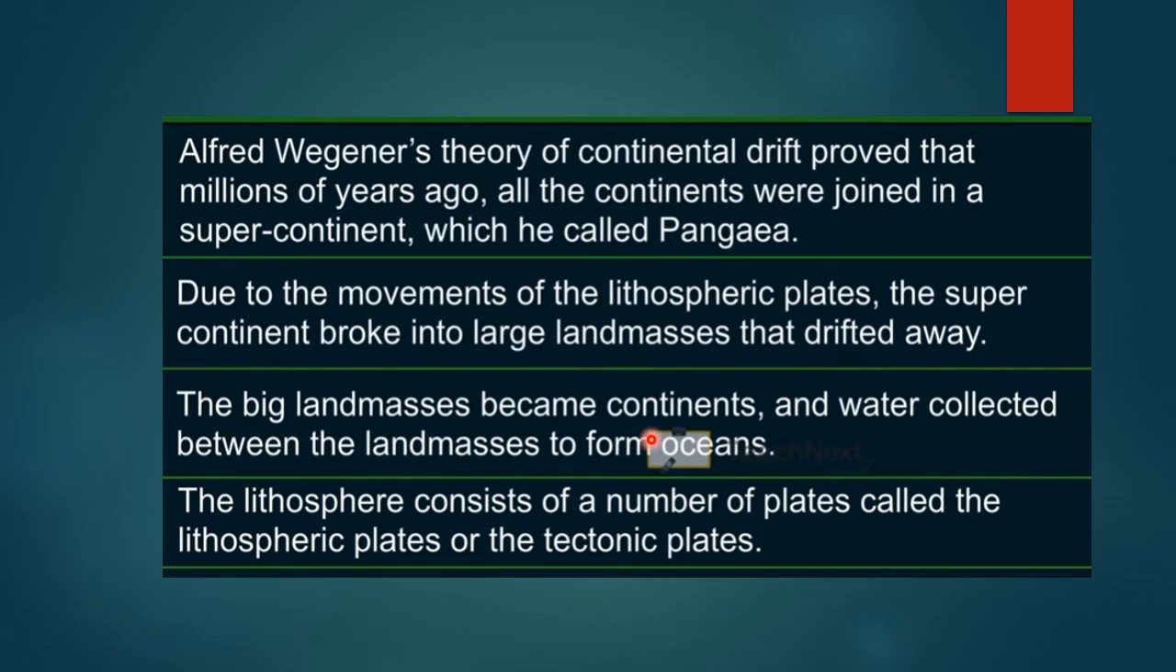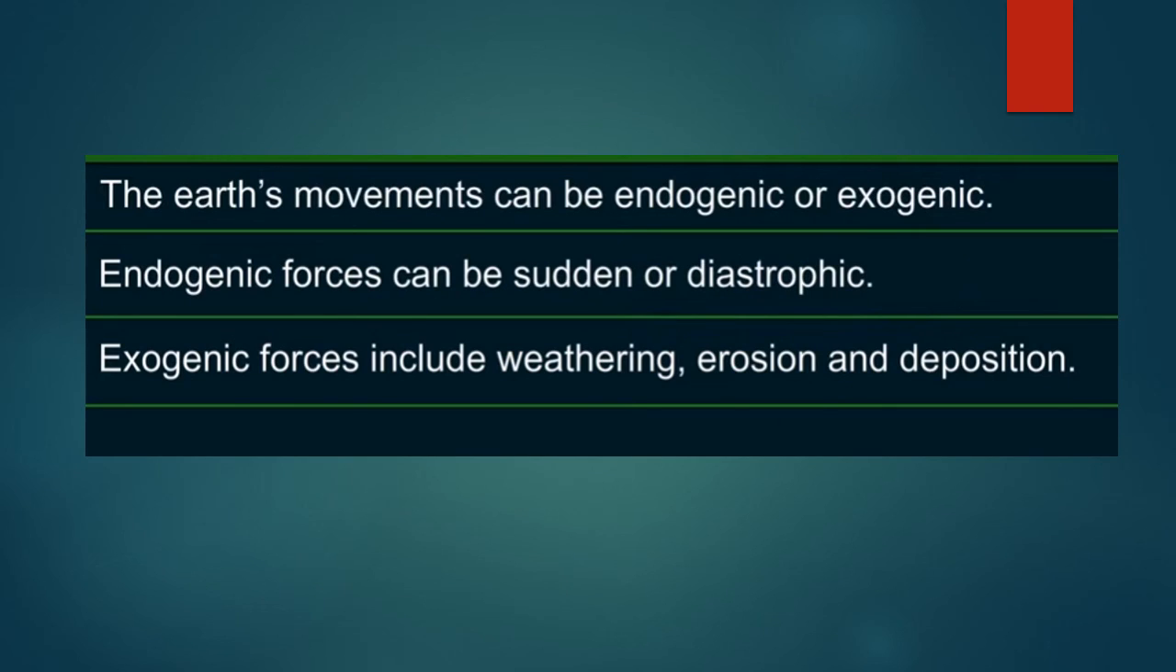Now the lithosphere, as I told you, consists of a number of plates which are called lithospheric plates or tectonic plates, and these are floating on the molten magma, which is constantly in a circular motion due to the convection currents, isn't it? Okay. So next also we have learned that these movements can be endogenic or exogenic. Okay, what is endogenic? Forces which are acting inside our earth, and exogenic is forces which are acting on the surface of the earth, that means outside the earth.